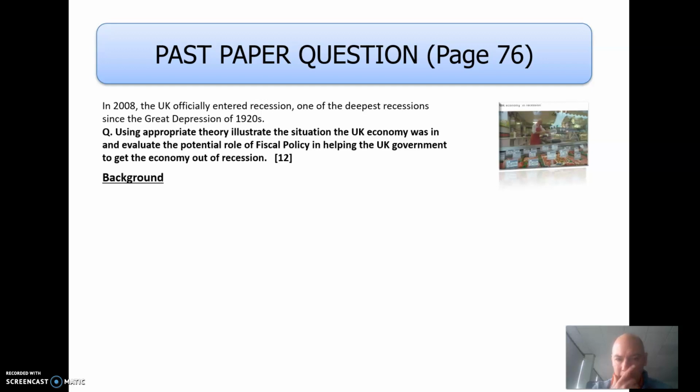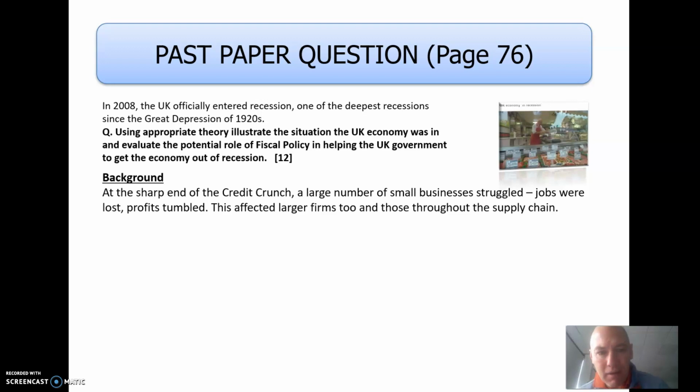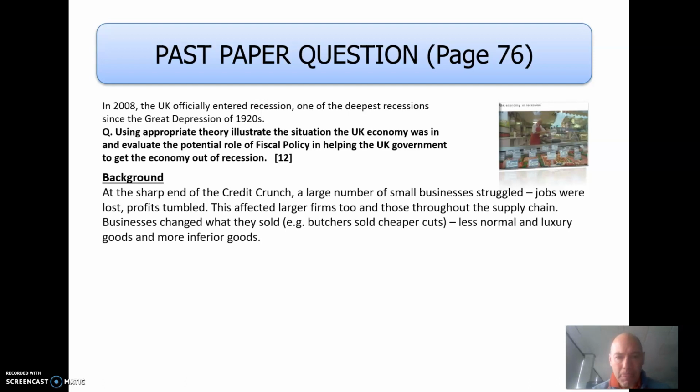Now there's a little video I used to play students, but unfortunately over time the internet doesn't support things that become several years old, and it was a really good video. So I'll just give you, I've typed up a bit of the background for you. So at the sharp end of the credit crunch, a large number of firms were struggling, jobs were being lost, profits were tumbling. This affected not just small firms but larger firms, and obviously all of those throughout the supply chain if demand for goods and services fell.